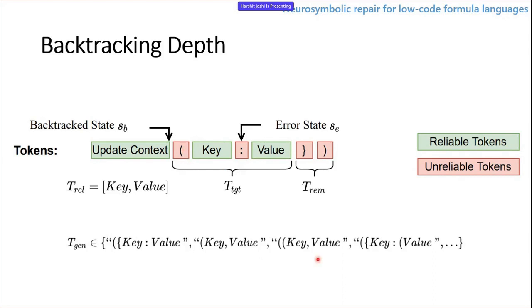So the repair engine that LaMirage creates has bounded backtracking depth. What it does is it basically stores the parser state while parsing the formula, and then we can backtrack to specific states to generate repairs. There's more information in the paper on how we do this backtracking, and I'll be happy to talk about it later in the Q&A session.